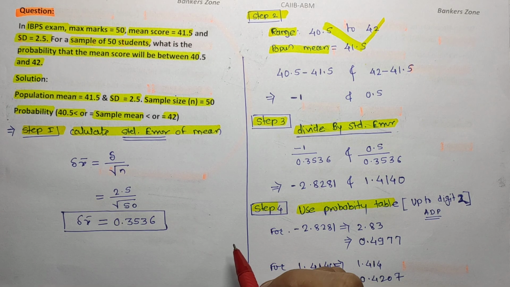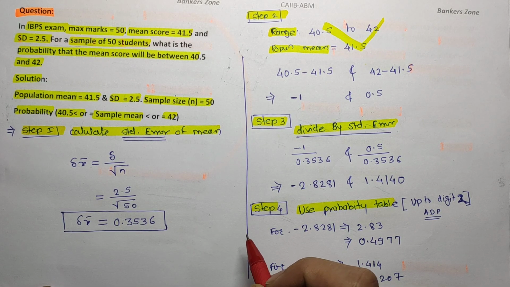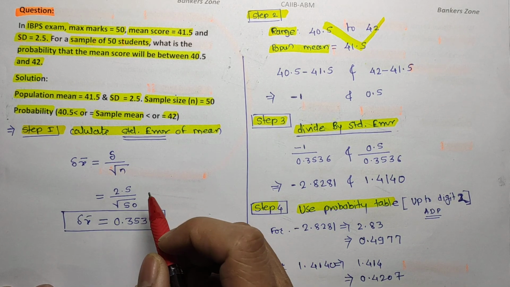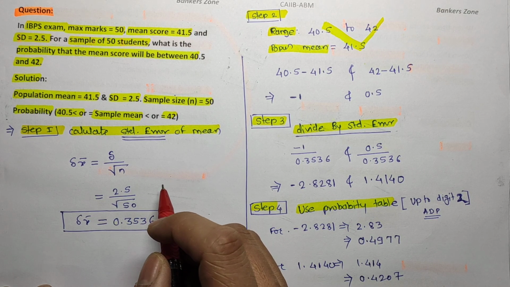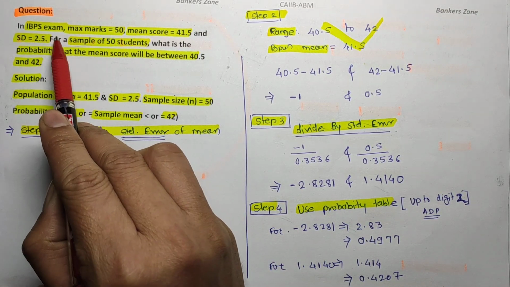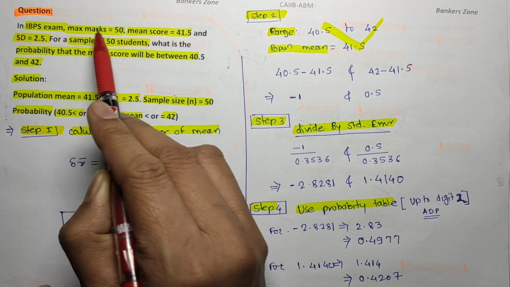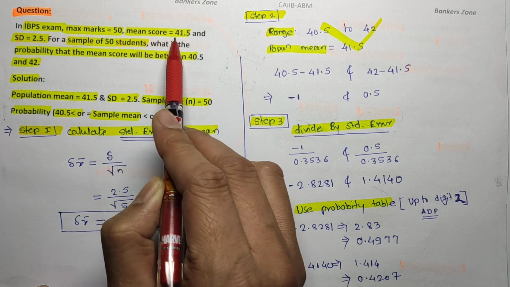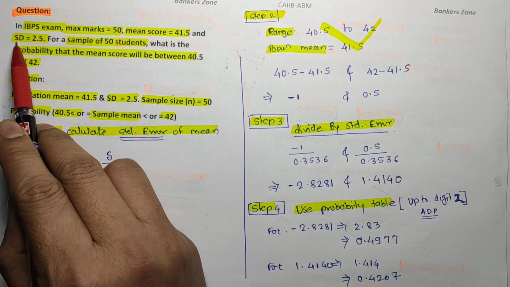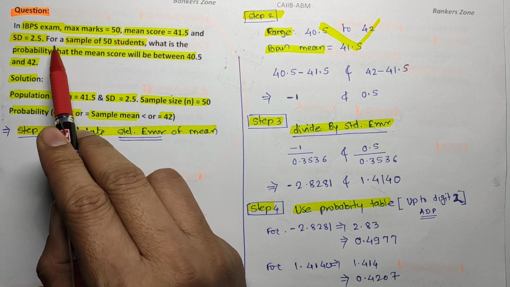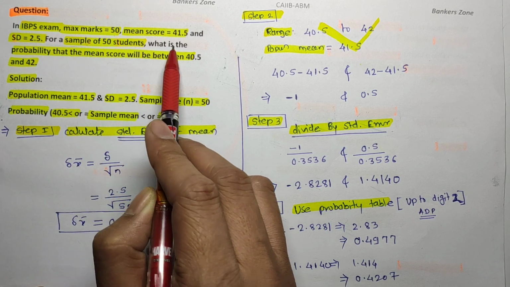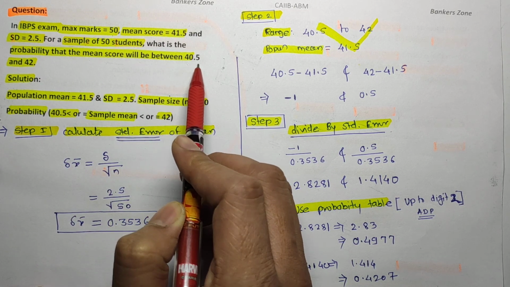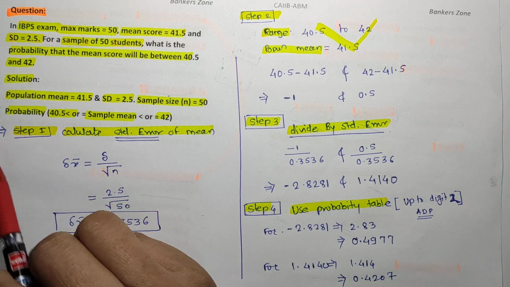So friends, let's discuss one important problem of a sampling method. This is a probability based numerical. See here the example. In the IBPS examination, maximum marks was 50, mean score, that means average score, was 41.5, and standard deviation is 2.5. For a sample of 50 students, what is the probability that the mean score will be between 40.5 and 42?